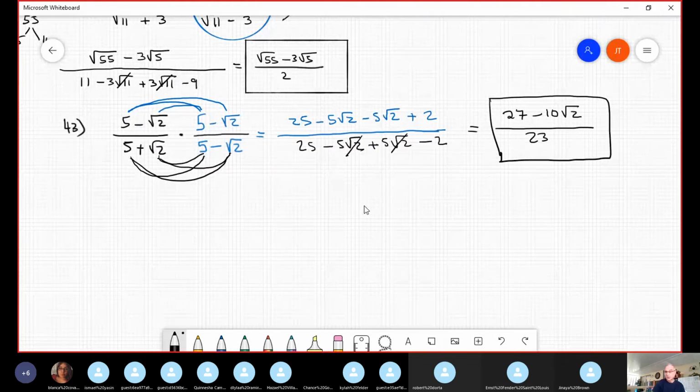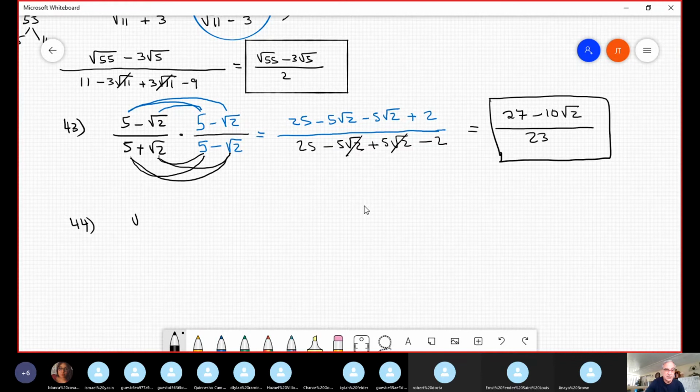Okay, another participation. Who there? 44. Similar. Same strategy, same idea. It's radical 7 over 7 radical 6 minus radical 7.